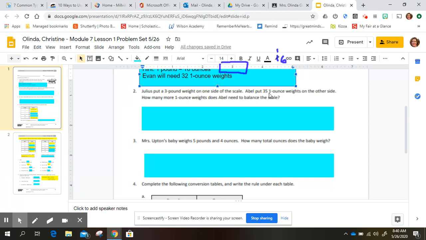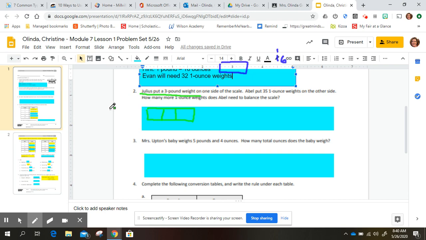Number 2, Julius put a 3-pound weight on one side of the scale. Abel put 35 1-ounce weights on the other side of the scale. How many more 1-ounce weights does Abel need to balance the scale? So let's start here with what we know. Julius put a 3-pound weight. So we know that 3 pounds. So I need a tape diagram with 3 boxes.